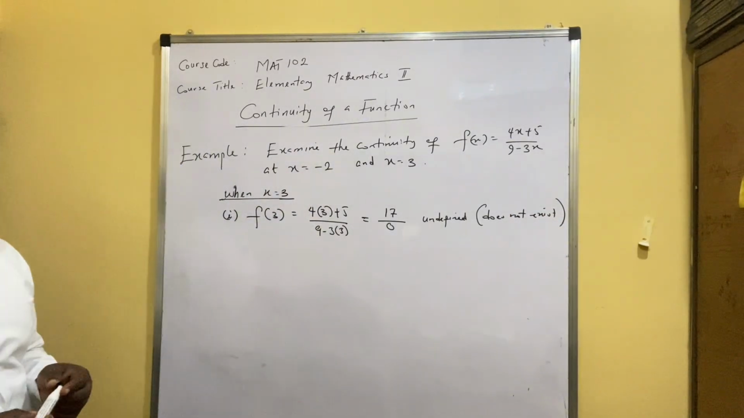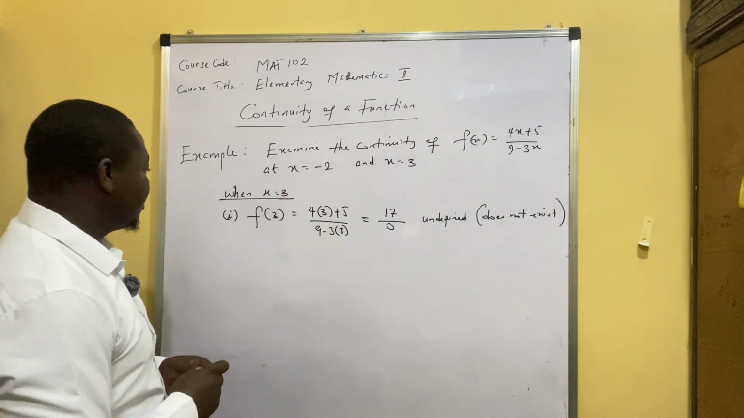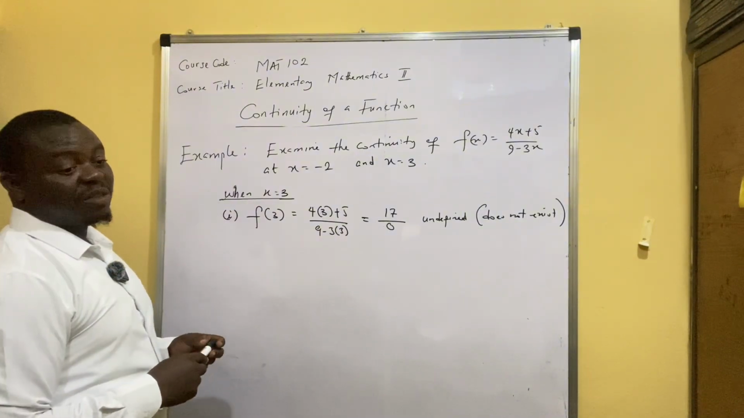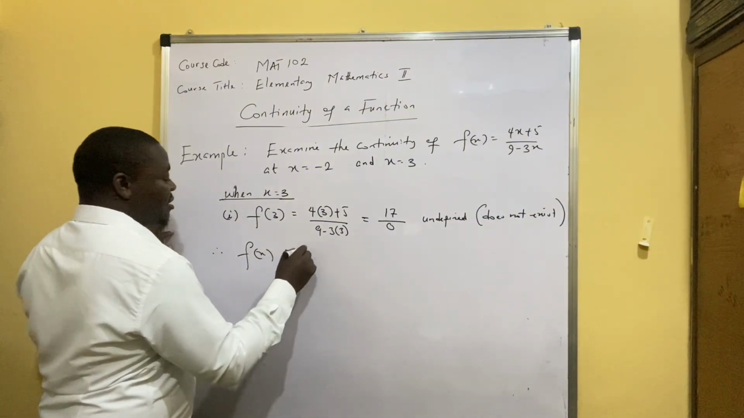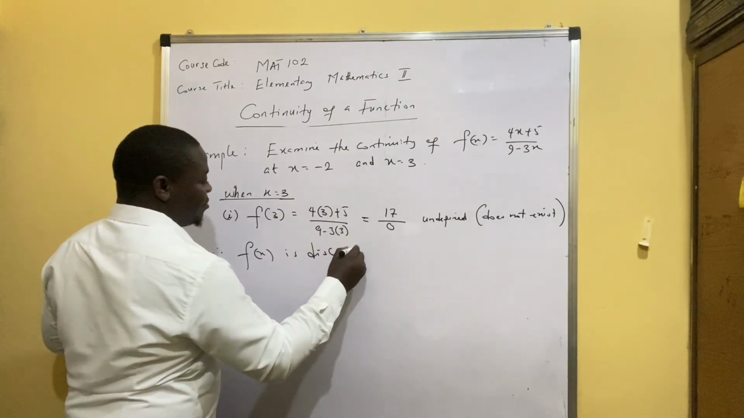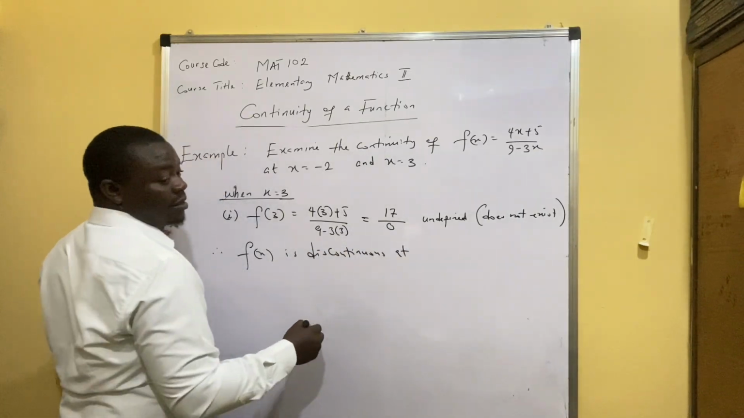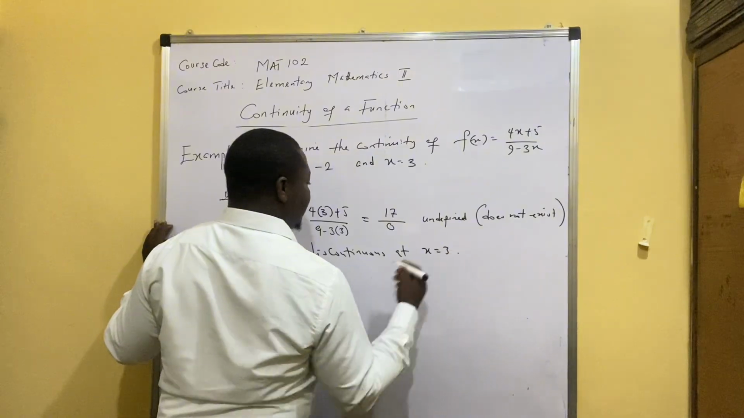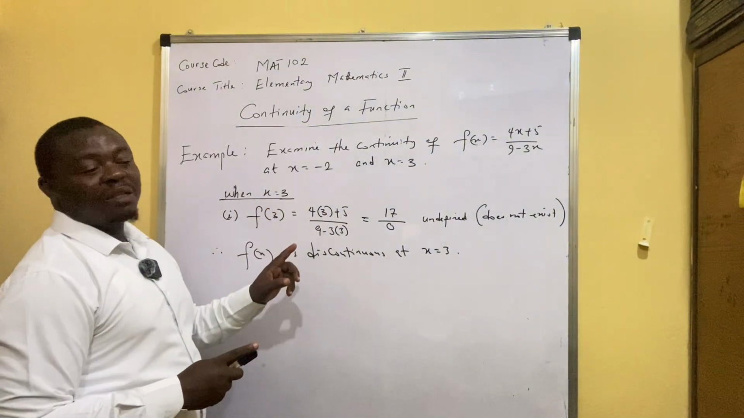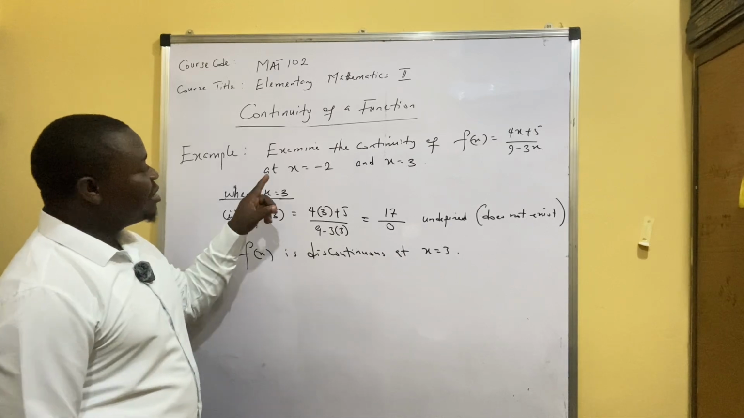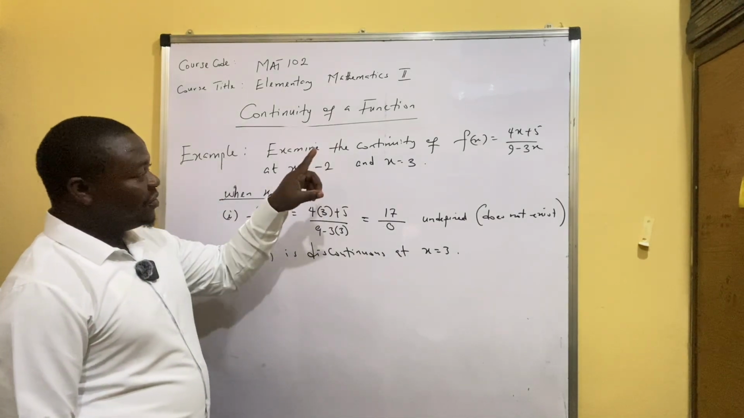So once one of the properties fails, once it fails, then we know that the function is not continuous at that point. So we say that therefore f of x is discontinuous at x equals 3. Now, if we have this particular question being framed in another way, I ask you to find the point of discontinuity of the function f of x.